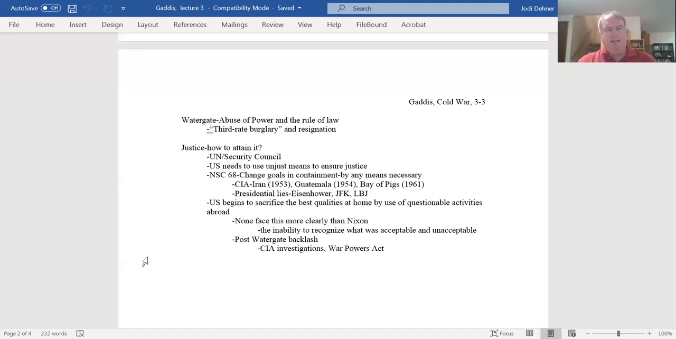Okay, so Gaddis talks about this Watergate story, and he folds it into a larger question, right? The larger question is, what is it that motivates United States policy? And he argues that it's the idea of justice. But how you attain it is the big problem, right?